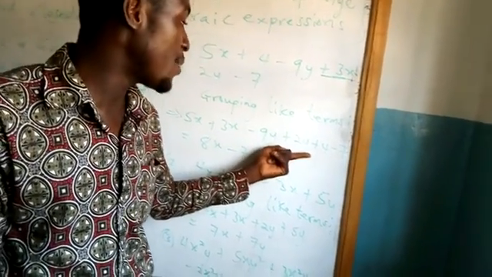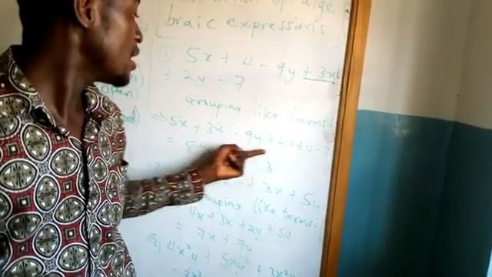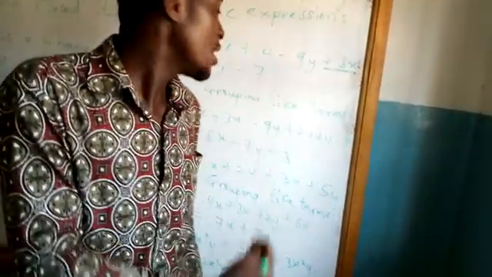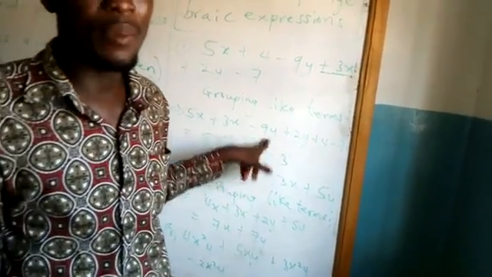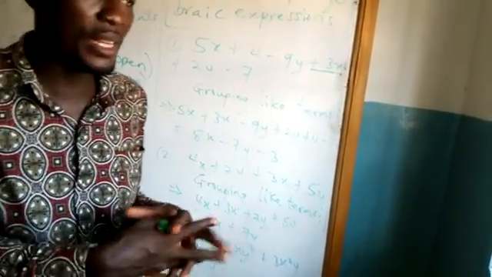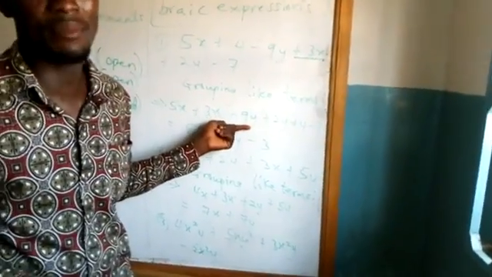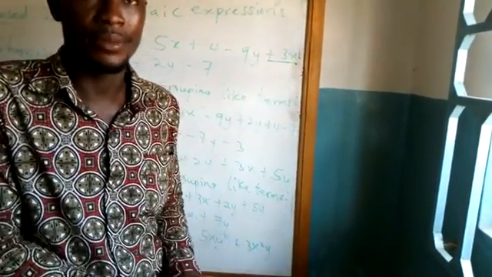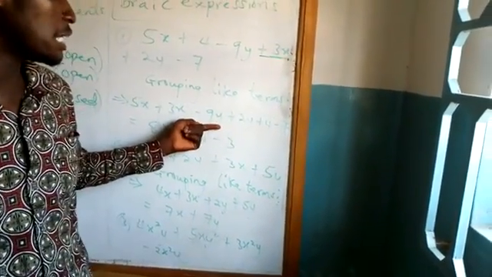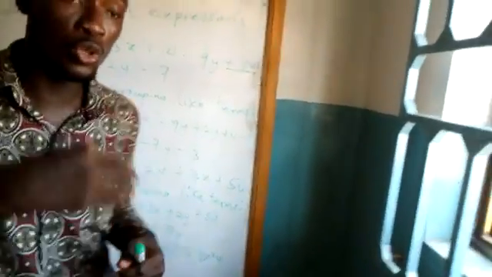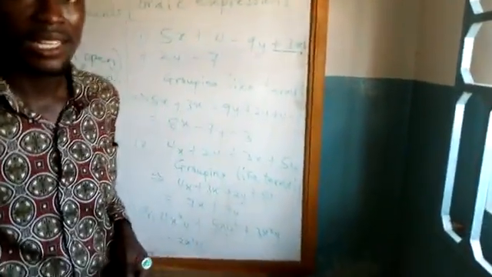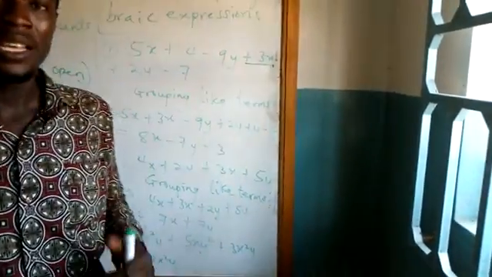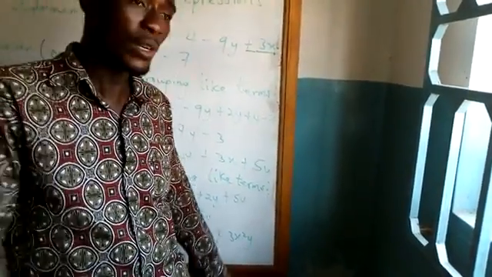Negative 9, and we have positive 2y. So here, negative 9, like I said in our previous lesson, anytime you see a negative number, you have to take the negative number as owed money, a debt that you need to settle. Just imagine you owe someone 9 cedis, and now you have only two cedis on you, and the person has come pressing you that he needs his money right away.